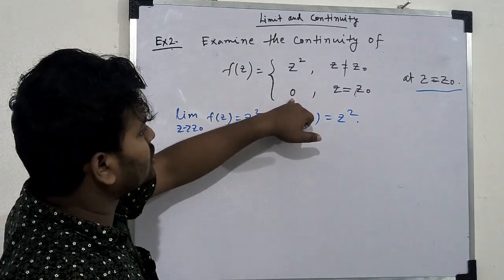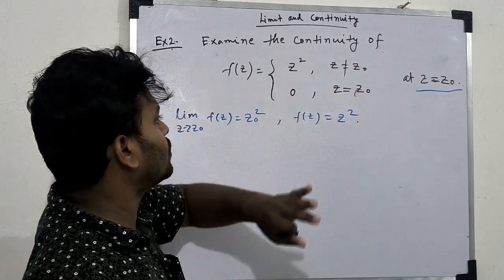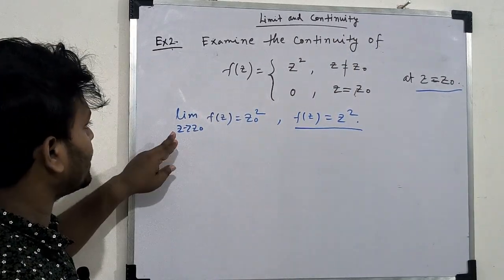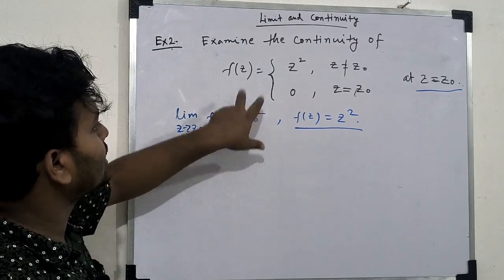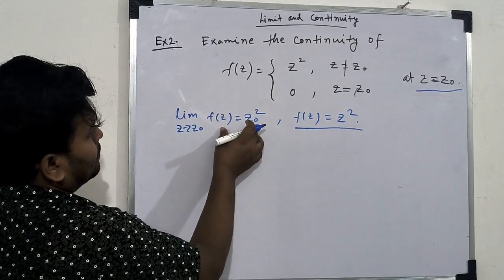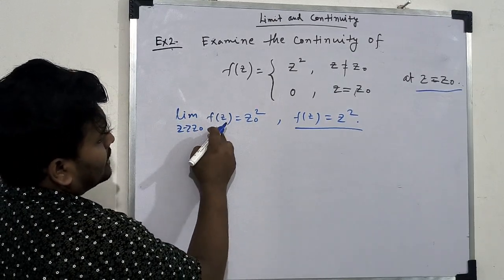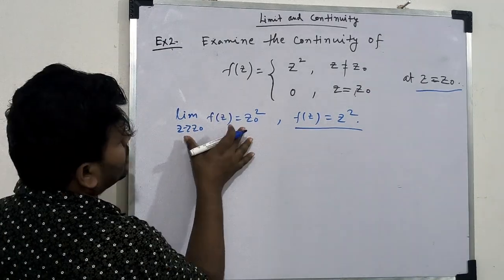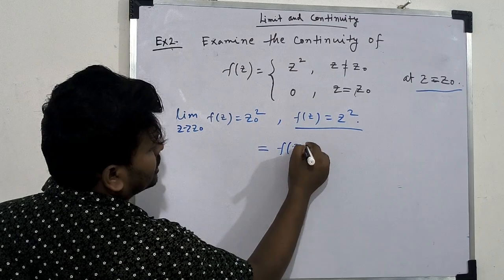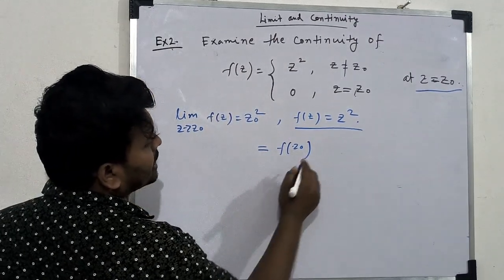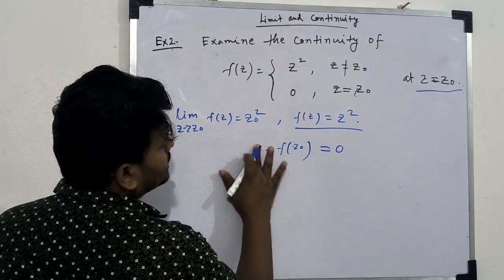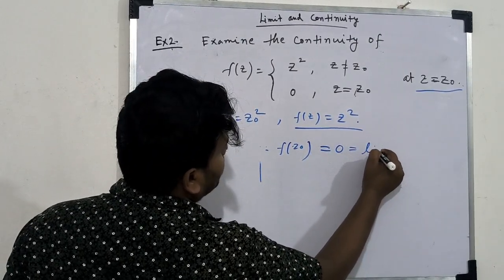If we exclude the point z equal to z0 from the definition, this function will be the same as that function. So the limit as z tends to z0 of f(z) of this function is also the same, equal to z0 squared. But to be continuous at z equal to z0, this should be equal to f(z0), and for this function f(z0) is given as 0, which is not equal to this limit.